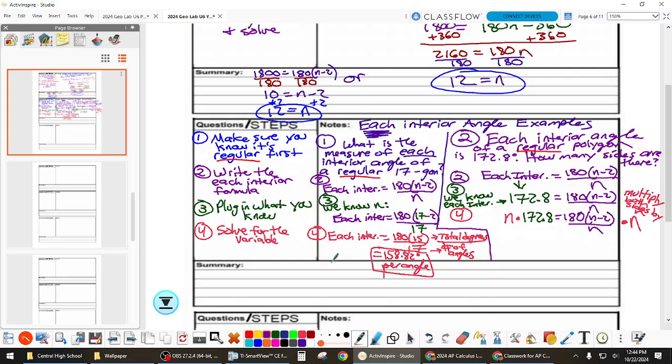Why will that step be the same every time for this kind of problem? When we're solving for the number of sides, we will always multiply by n first. Why?